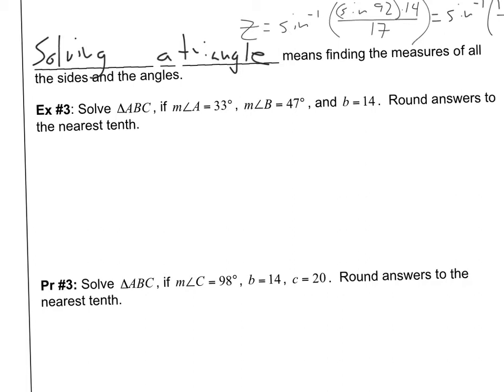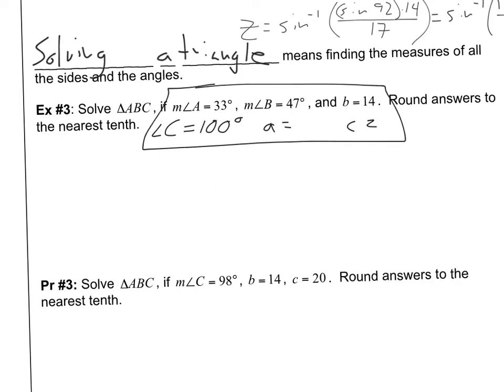So I'm just going to make a note real quick that angle C is 100 degrees. Alright, so now that just means we need to find side A and side C. And then we would have all three parts, right? So let's go ahead and try and figure that out. Since I have one side and its opposite angle, I can use the law of sines to find either other side. So I'm going to go ahead and find side A first.